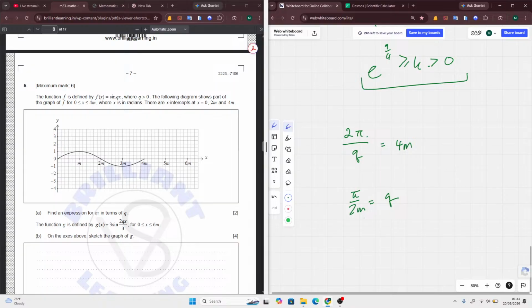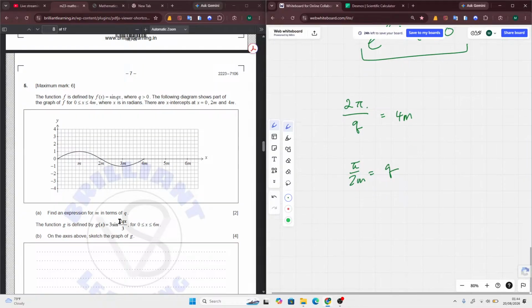Then we've got a function g is defined by g of x. There's all sorts of other stuff going on. Okay. What's good here, though, is q has already been applied as a transformation to the function that we're looking at. So it says on the axis above, sketch the graph of g. Ultimately, this is asking us to apply the existing transformations.